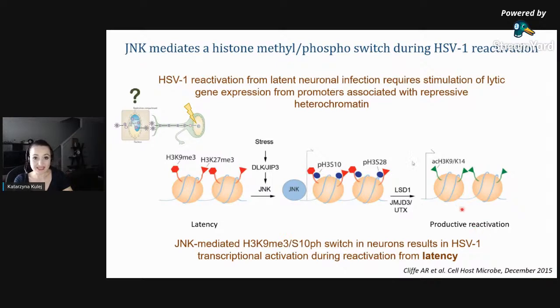But this is known for the latent infection. So what is happening in epithelial cells during latent infection? And this is still unknown. So we decided to follow that topic a little bit more.